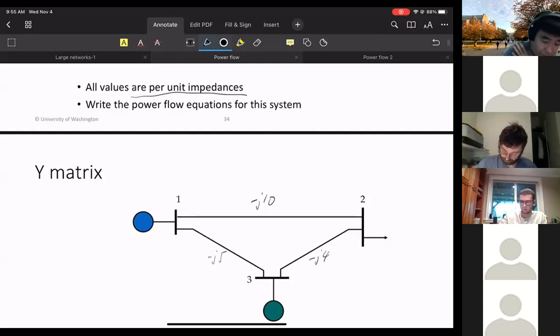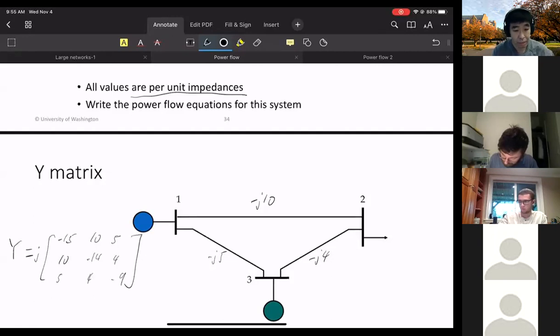Okay, and then what we do is we build a Y matrix. This turns out to be a completely imaginary Y matrix, which is fine. If it's completely imaginary, that's a perfectly okay Y matrix. It has entries 10, minus 14, 4, 5, 4, minus 9. So this is our Y bus matrix. Then let's write down the power flow equations.